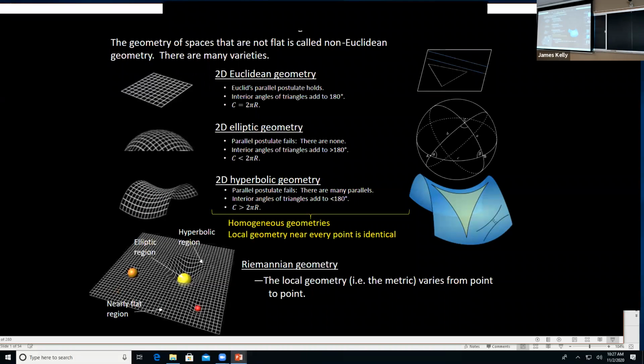Bolyai and Lobachevsky were two of the first to describe the kind of geometry of this space as an alternative to Euclidean geometry. So you'll see that described as Lobachevskian geometry sometimes. But it's more suggestive to say hyperbolic and elliptic, I think. Okay, so this, where the geometry is changing from point to point, is what we need to describe general relativity.